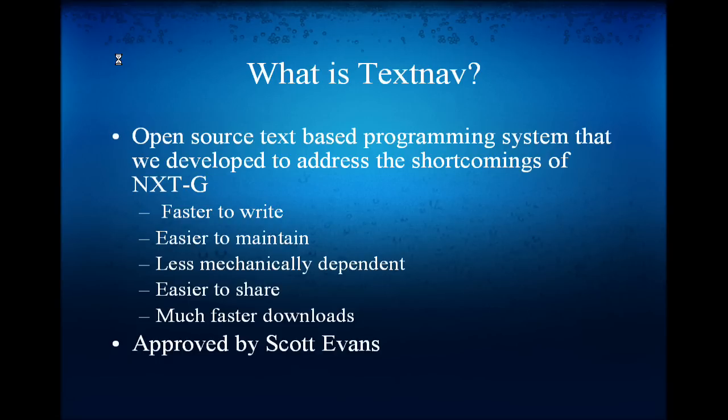Textnav is an open source text-based programming system that we developed to address the shortcomings of NXTG. Textnav programs have many advantages over NXTG programs. Textnav programs are faster to write, they're also easier to maintain, less mechanically dependent so you could change your robot, easier to share, download much more quickly, and finally, and most importantly, they are approved by Scott Evans and therefore are a legal programming system / solution for FLL.